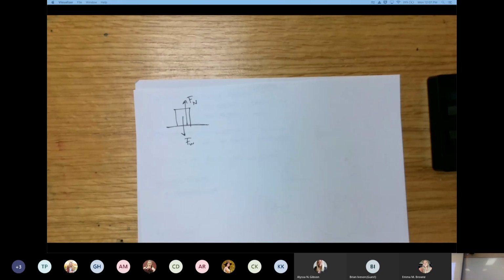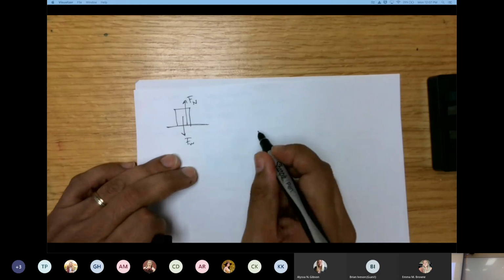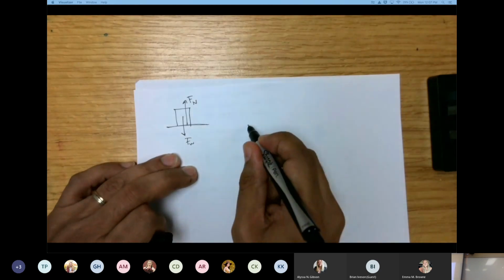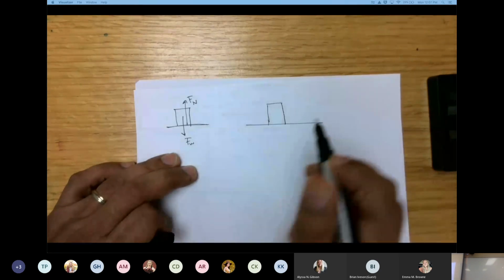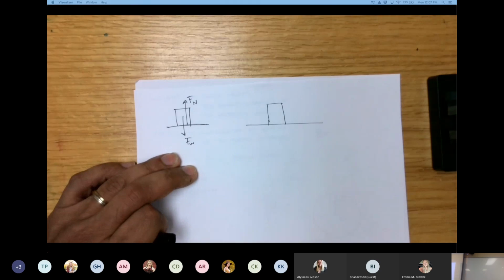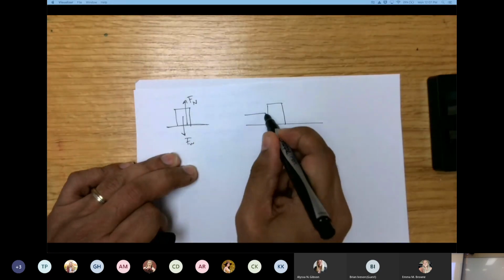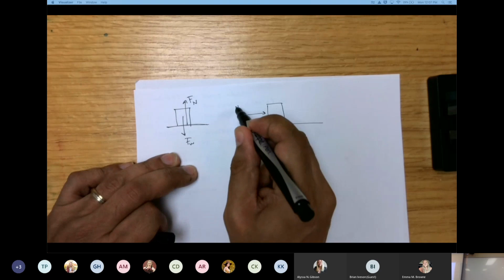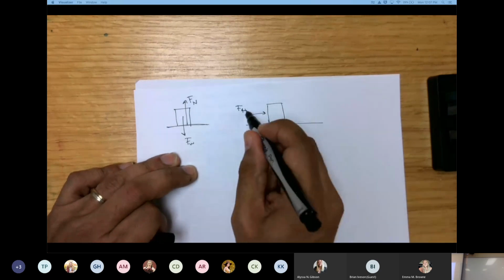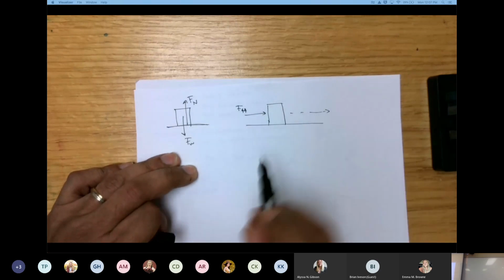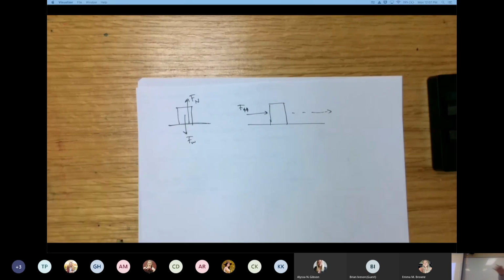Okay, think about something like this. We have the same book, the same object. And now what I'm going to do is push the book from one side with my hand, and that book is going to translate to a different position. So basically I'm just doing something like this. So what forces do we have?